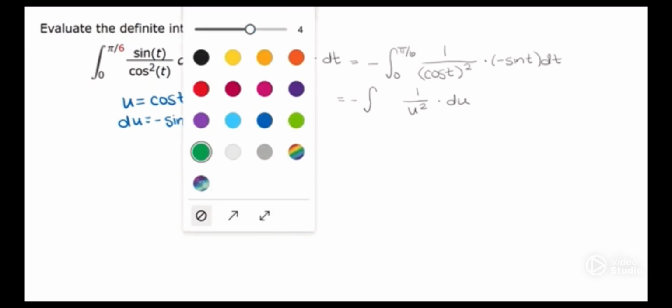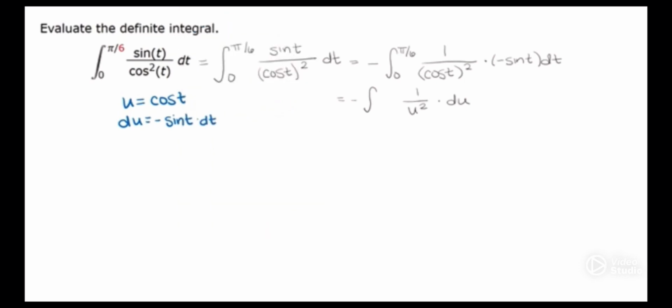So we'll be inputting for u in place of t the values that we have on our limits. So we have 0, which will be cosine of 0, which we know will be 1. Next, we will be inputting pi over 6 in place of t. So u of pi over 6 equals cosine pi over 6, which will give us the square root of 3 over 2.